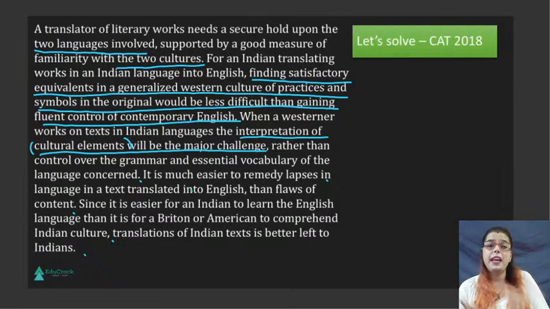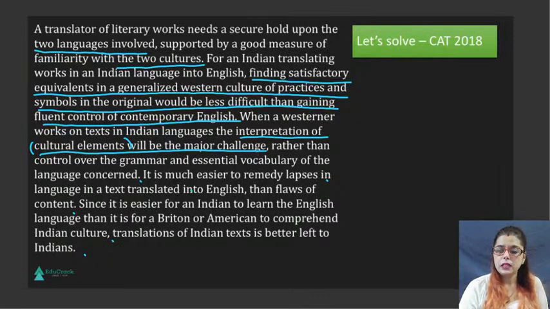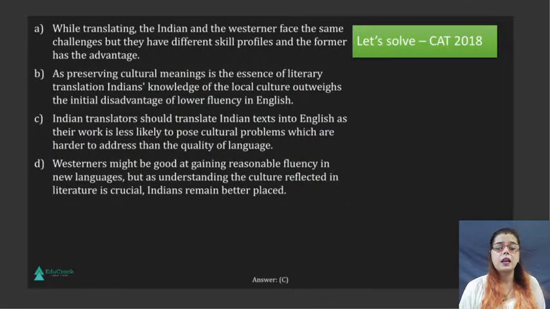A British person may know Hindi very well, and English very well, but because of that missing cultural part, the translation may become difficult. So it is always better for people to leave the translation of Indian texts to Indians. This is what the passage is trying to say. Let us look at the options.